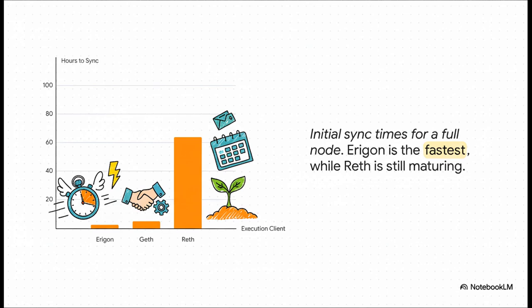But wow. Okay, this chart right here tells the real story. The initial sync times. This is where Erigon just blows everyone else out of the water. 2 hours to sync a full node from scratch. That staged sync architecture we talked about, this is the payoff, right here.